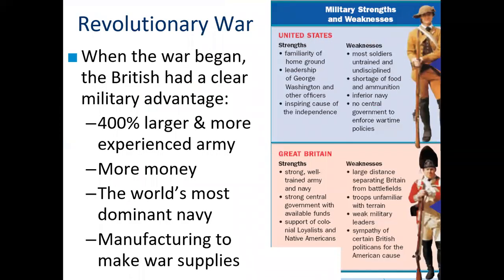And some things that we need to know about the two opposing armies is, the British. They start out the war very much in the position of power. Their army is 400 times larger and more experienced. They have tons more money. They have the best navy in the world, and they have the ability to manufacture more war supplies, more guns, more ammunition, more black powder, more swords, more cannons, everything to a much, much vaster degree than the colonies.